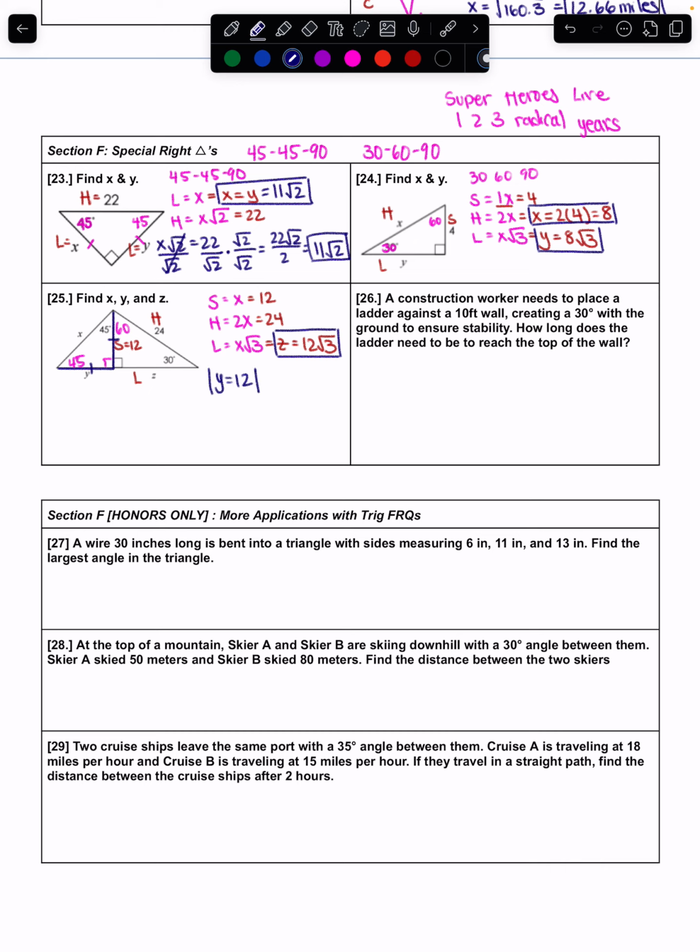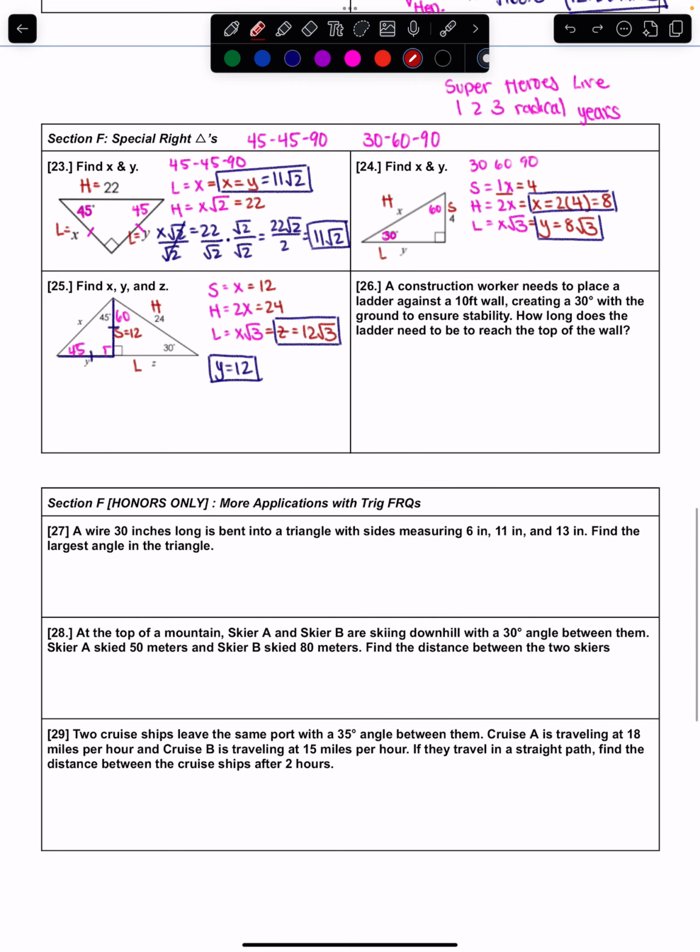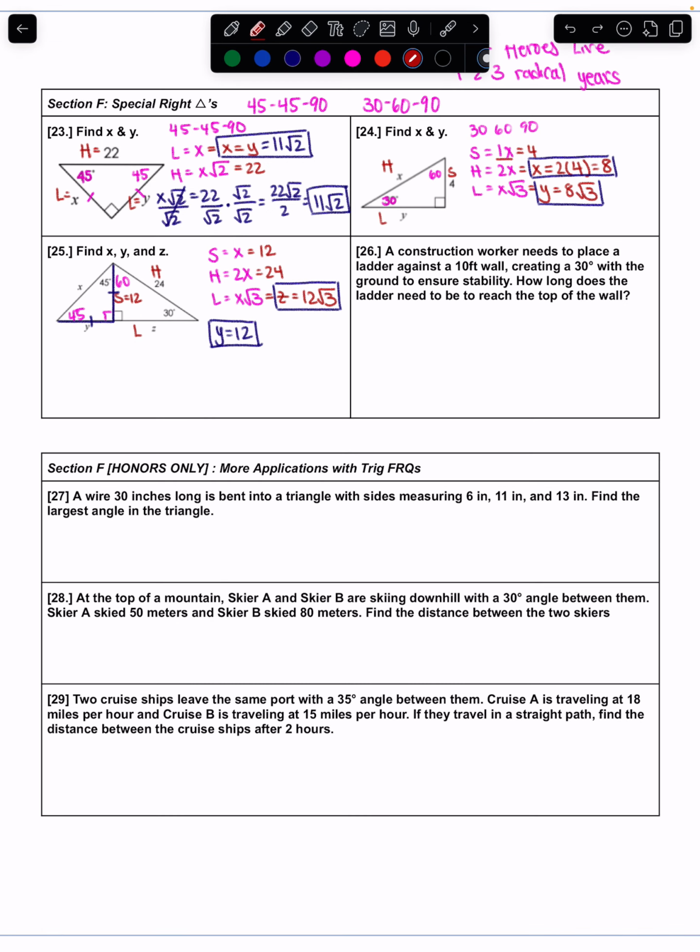The reason being is because the opposite side of this 45 is this 12. Well, this opposite side is also 45. So because in a 45, 45, 90 triangle, we have two sides that are congruent, and then we have the hypotenuse. So that's why y is equal to 12. Okay, so now we just need to find the hypotenuse.